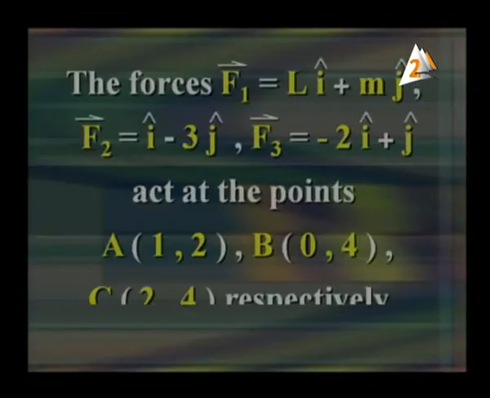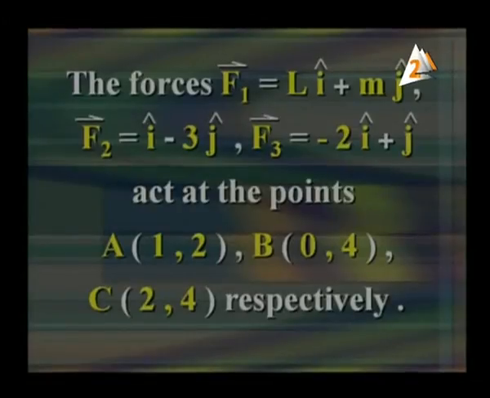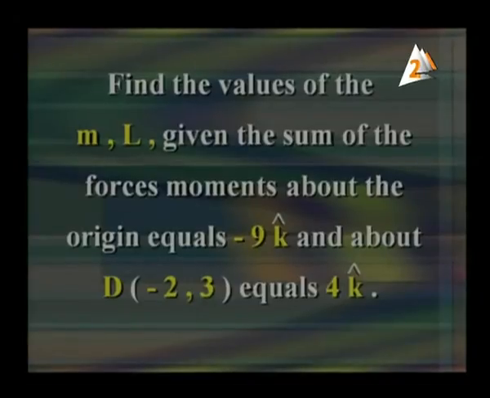The forces F1 equal LI plus MJ, F2 equal I minus 3J, and F3 equal minus 2I plus J at the points A (1, 2), B (0, 4), and C (2, 4), respectively. Now, find the values of the constants L and M, given that the sum of the forces' moments about the origin equals minus 9K, and about D (minus 2, 3) equals 4K.